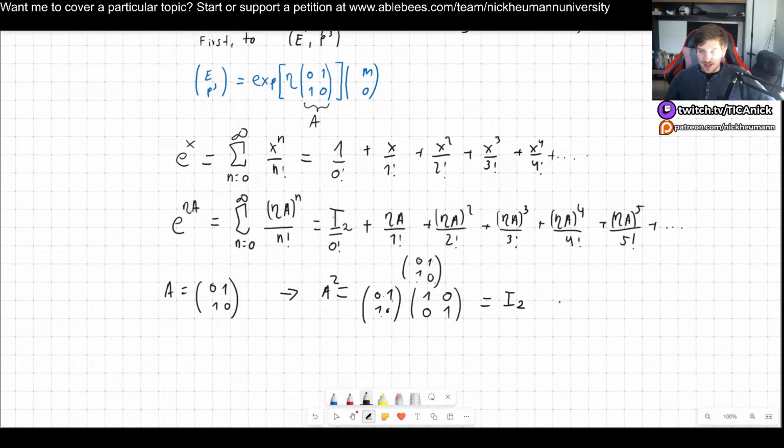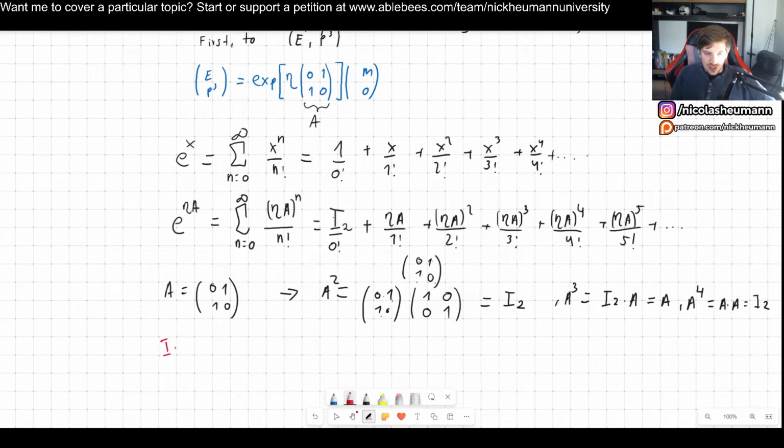So that means that A cubed is going to be the identity times A, which is simply A. This means that A to the fourth is going to be A times A cubed, and that's simply the identity 2 by 2. So what this says is that in general, we are going to have that A to the even number is going to be the identity, while A to the odd number is going to be A.